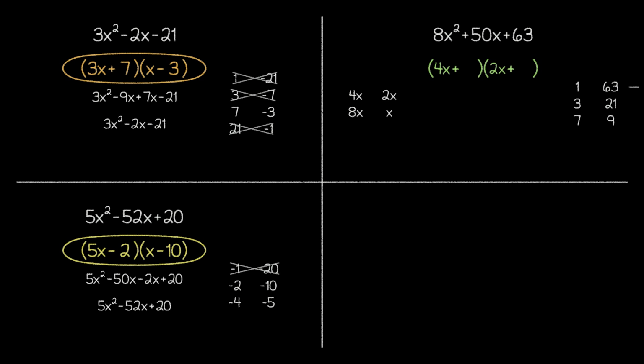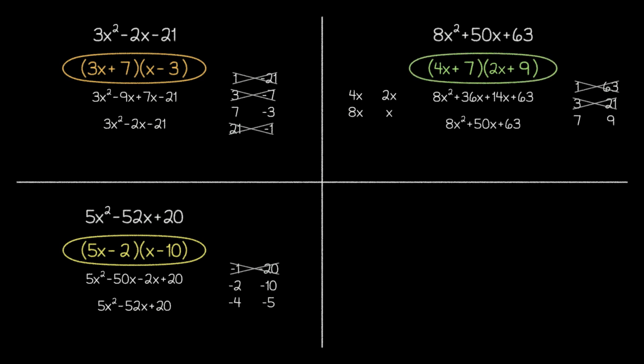Now, 1 and 63 seems like an unlikely option, since the 63 would give us excessively large linear terms. However, we should probably try out 3 and 21 in both orders. Once we see that those are incorrect, we'll jump to 7 and 9, which happens to be correct. Thankfully, we found our correct answer before we had to try the 8x and x combination. That won't always be the case, though.